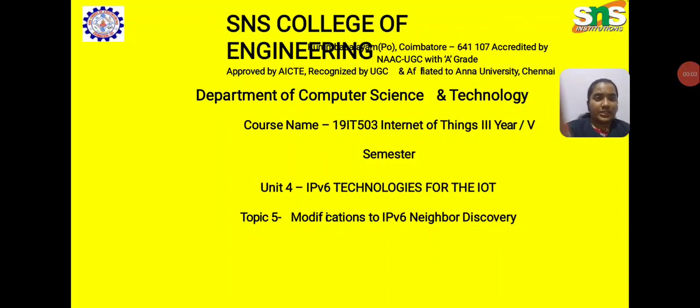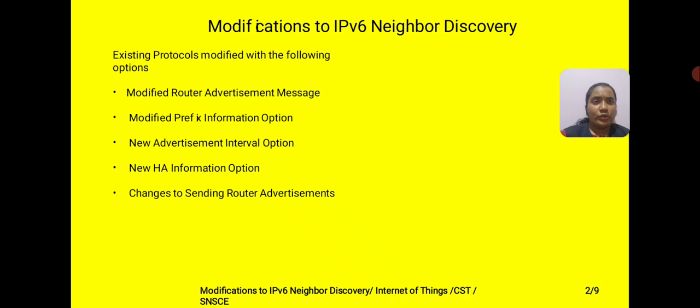I'm Nandhini, working as an assistant professor at NS College of Engineering in the Department of Computer Science and Technology. Today, we are going to see a topic on modification of IPv6 neighborhood discovery. Existing protocols are modified with the following options: modified router advertisement messages, modified prefix information option, new advertisement interval option, new HA information option, and changes to sending router advertisements.